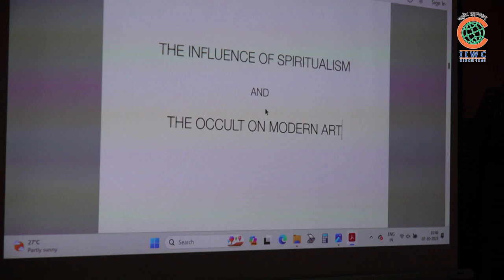Now when you come to the abstraction, how the abstract movement started in the West.